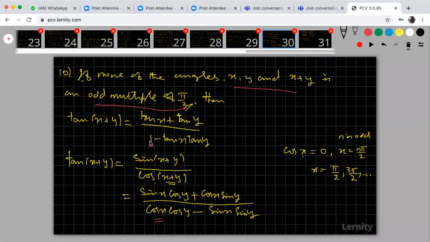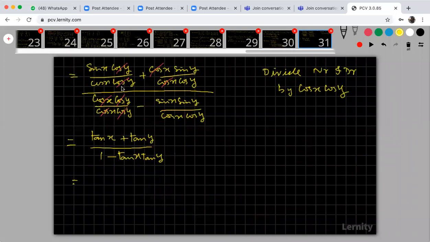Make this term 1 here, so divide numerator and denominator by cos x cos y. I'm dividing every term of the numerator and denominator by cos x cos y. First term also divided by cos x cos y, second term also, this term also, and this term also. Here cos y cancels, I'm getting sin x by cos x, that is tan x. Here cos x cancels, sin y by cos y, that is tan y. Here cancelling everything, I get 1. Here nothing will be cancelled, sin x by cos x is tan x, sin y by cos y is tan y. This is your answer, see that.